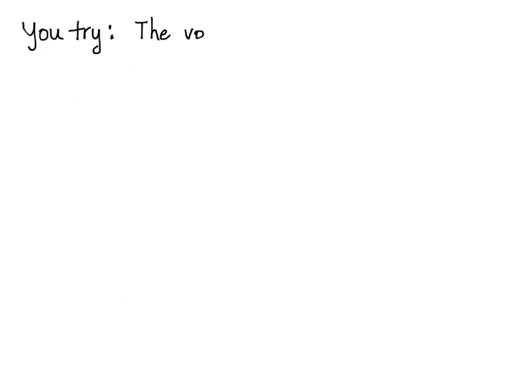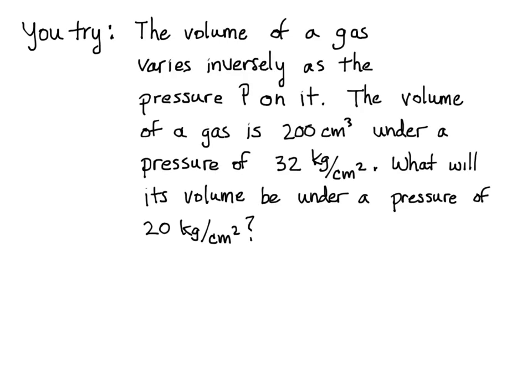Okay, so here's one for you. So the volume of a gas, so this is kind of using the principle of the ideal gas law, but we're not going to use that directly because I don't want to noodle with R. Remember, R is that strange value that has weird units and all that. But I'm just going to say, okay, the volume of a gas varies inversely as the pressure P on it.